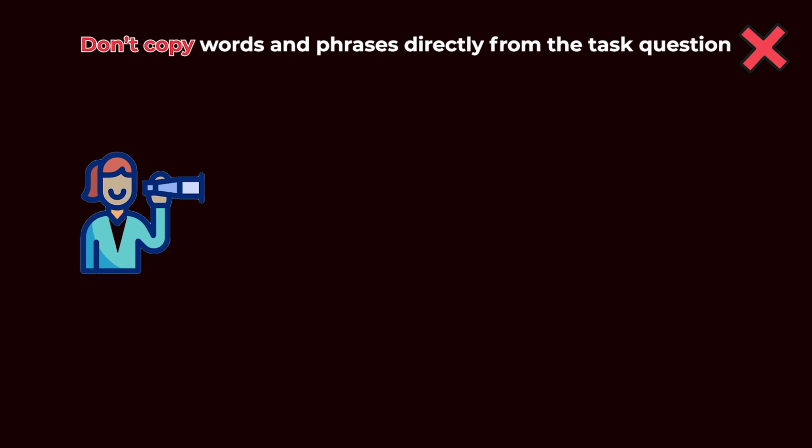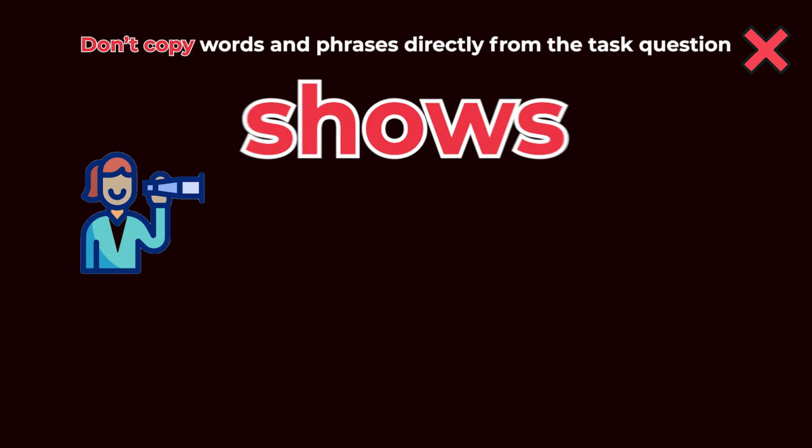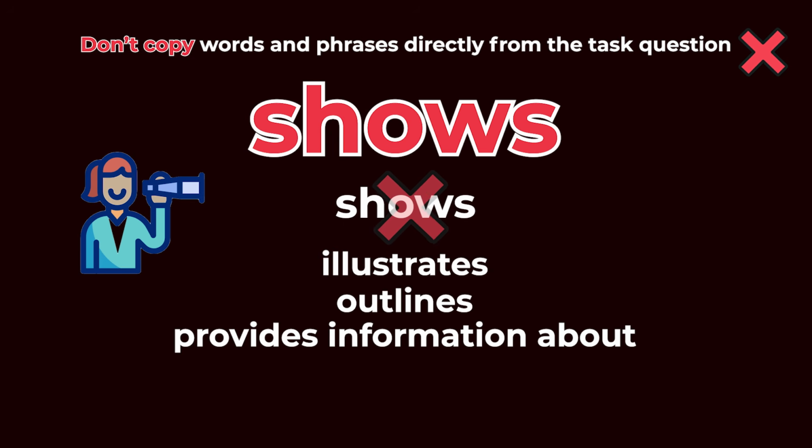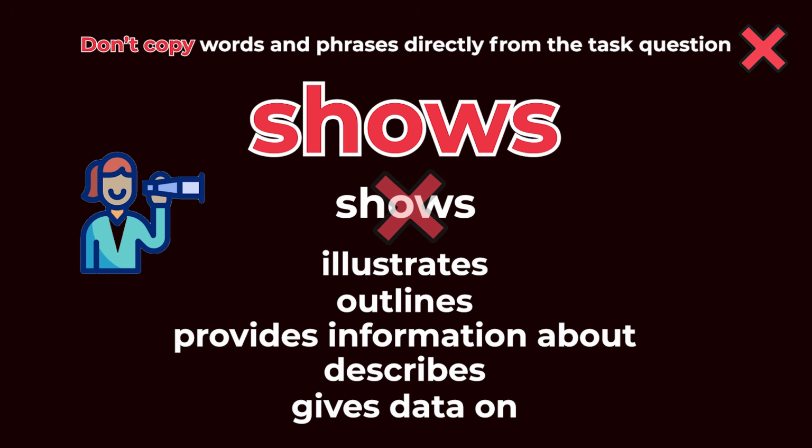Keep in mind that the examiner will notice if you copy words and phrases directly from the task question. If the question uses the word shows, don't use shows in your introduction. Choose a different reporting verb instead. Options like illustrates, outlines, provides information about, describes, or gives data on are all natural alternatives. Using these shows the examiner that you have a broader vocabulary.